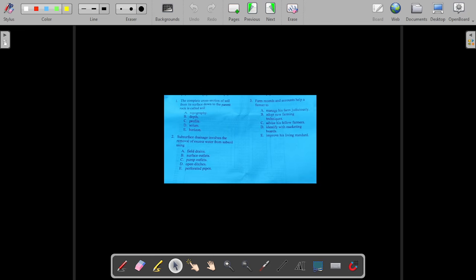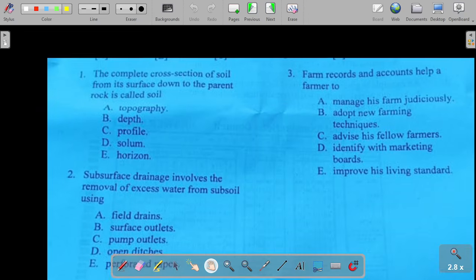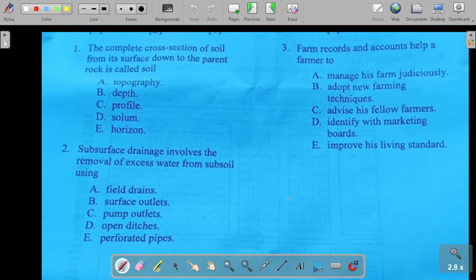So let's look at NECO 2026 Agricultural Science. We are taking questions 1 to 60. So let's go with the objective section first.